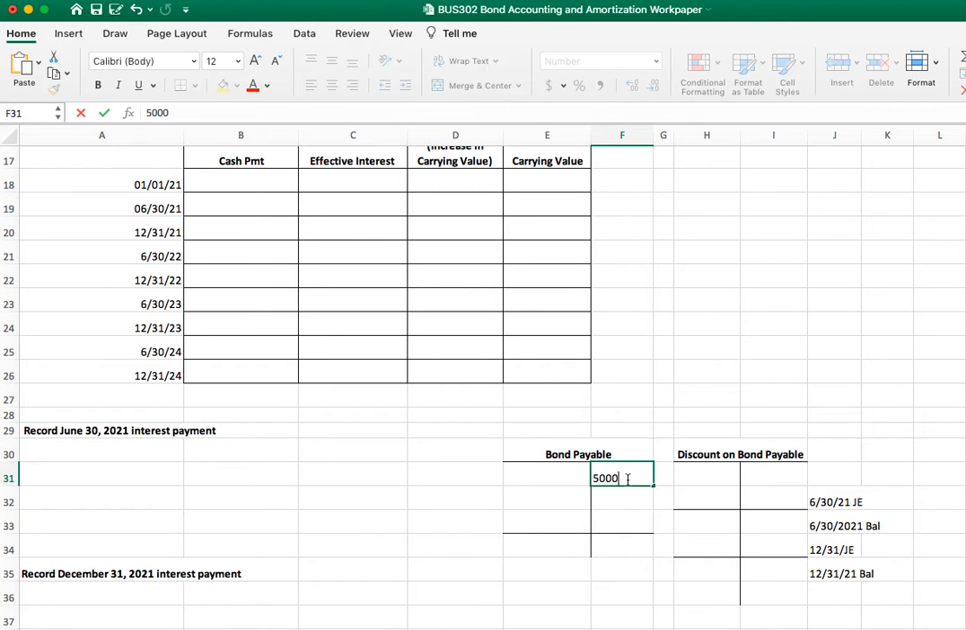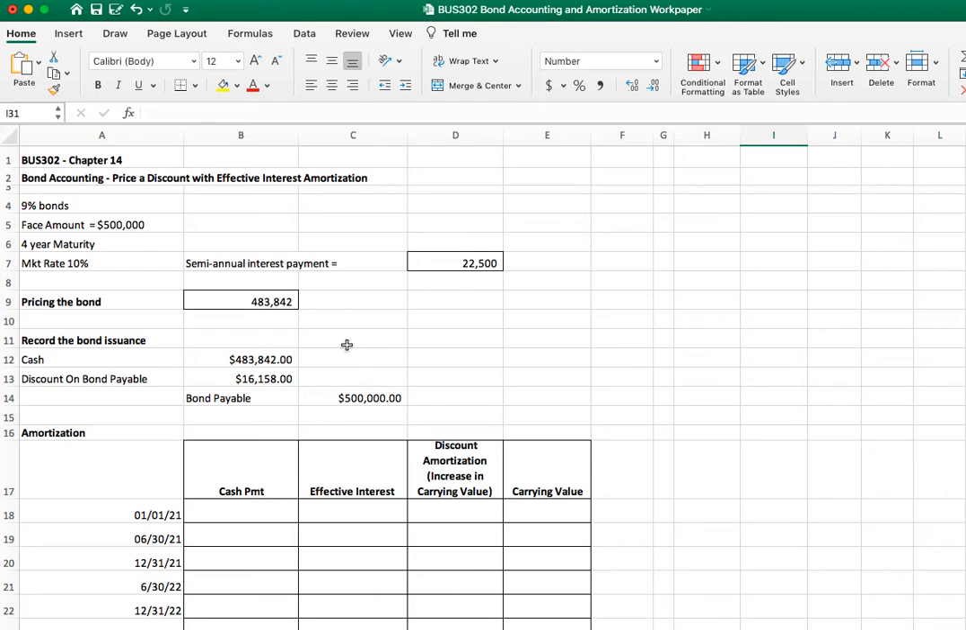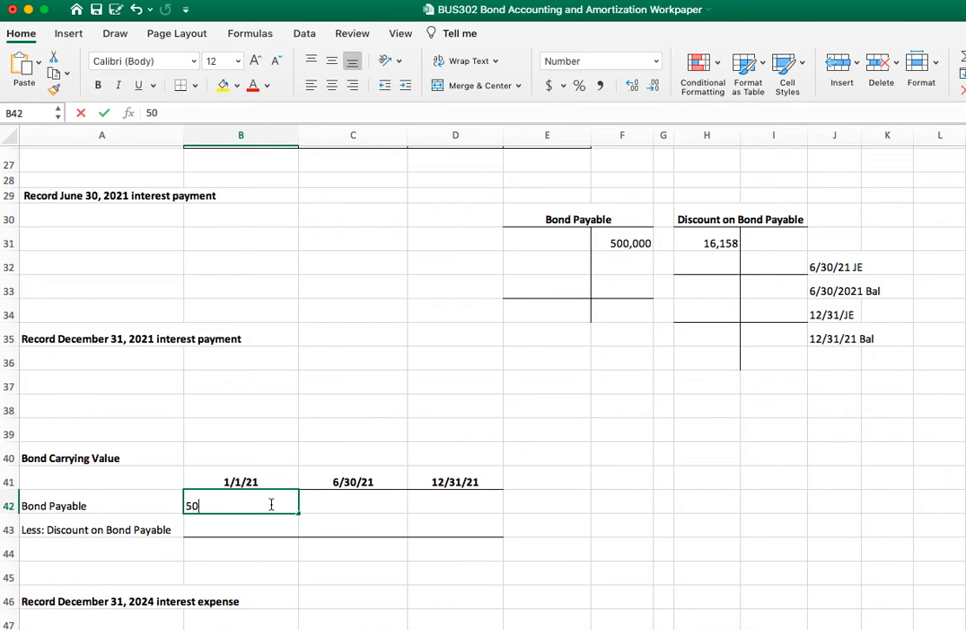Now initially, those bonds will have a credit to bond payable of $500,000 and a discount, which is a debit balance because it's a contra liability account, of $16,158. This is going to give them a carrying value equal to the price of $483,842. Remember, the carrying value is the bond liability less the discount. So the carrying value on the balance sheet will be $483,842 when the bonds are issued.